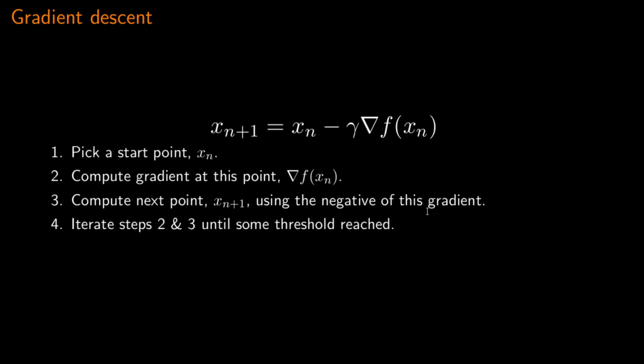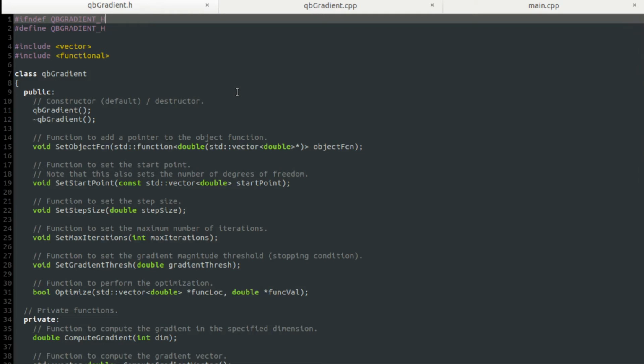Now, what I've set out to do is to actually create a class to manage this. So I've created a QBGradient class that contains all of the code necessary to solve problems using gradient descent to perform the minimization. And what I've tried to do is to write this in such a way as to be as generic as possible.